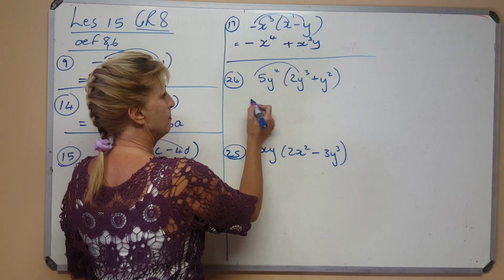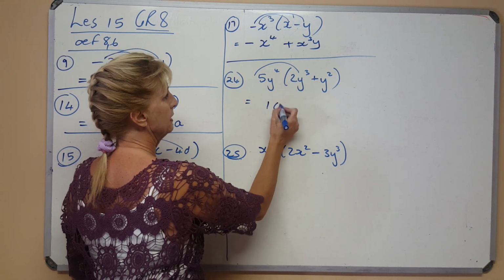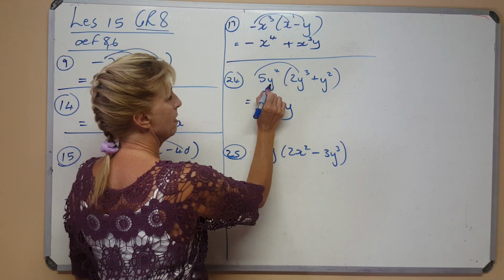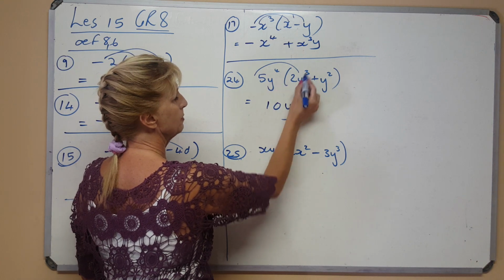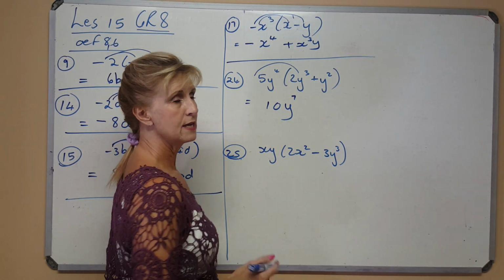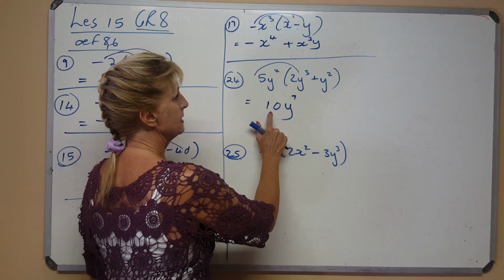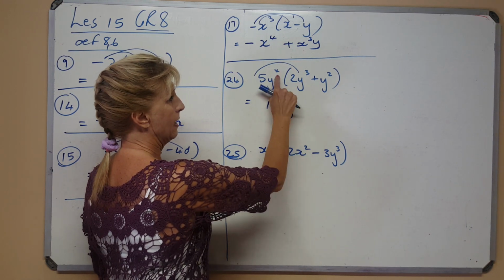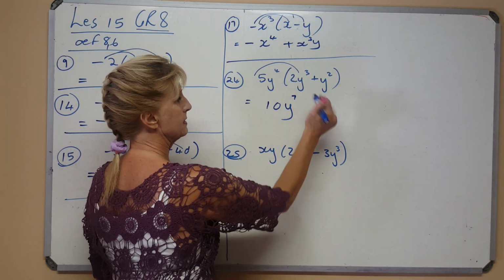Plus maal 'n plus bly 'n plus. 5 maal 2 is 10. En dan y tot die mag. Grondtal is dieselfde, hou die grondtal plus die eksponente 4 en 3 is 7. 2 times 5 is 10. Keep the base y, add the exponents. Plus times a plus stays a plus.